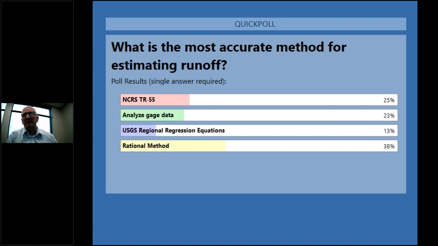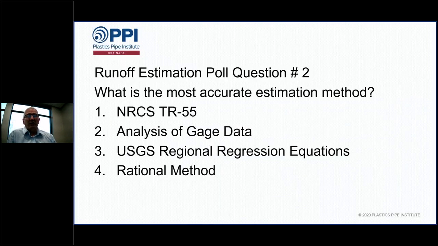So we can put an upper bound and a lower bound on numbers 2 and 3 and actually get an idea of what our 95th confidence interval is, or a 90% confidence interval, whatever interval you want to go with. But when we start talking about NRCS, TR55, and rational, we don't even know how good they are. And in fact, depending on where we are and what the basin looks like, the accuracy of those two methods changes, and it changes greatly.